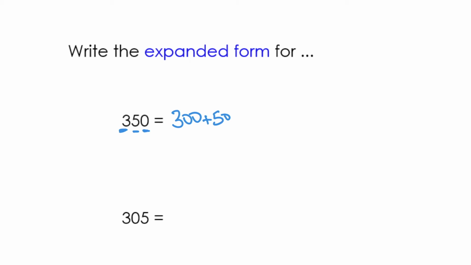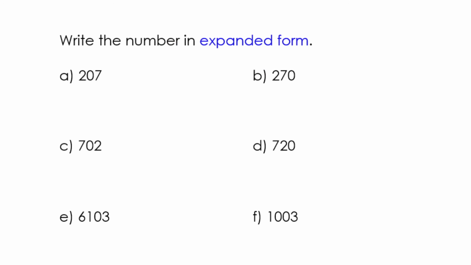So let's look at this one here. The 3 is in the hundreds column, so it would be 300 plus, now the 0 in the tens column, if there's nothing there, you just skip over it. And 5 in the ones column, you just write down 5. So this is how you would write this one. So sometimes the missing value will be here, sometimes it'll be there, and it could be anywhere in the number. It just won't be at the beginning.